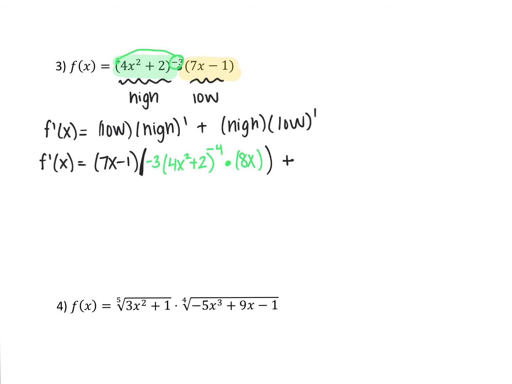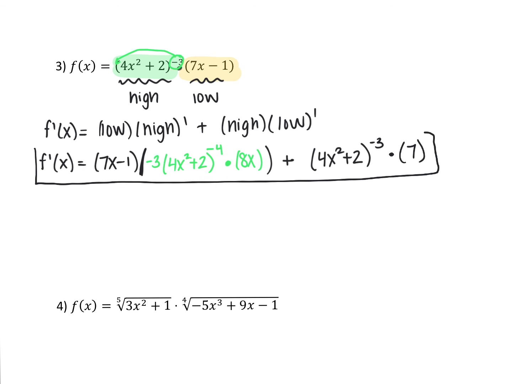Plus now, high, all I'm going to do is rewrite my high function. And now d low, the derivative of low, nice and simple. The derivative of 7x is just 7, and the derivative of a constant is 0, so it's just times 7. So this is how you can leave your final answer.